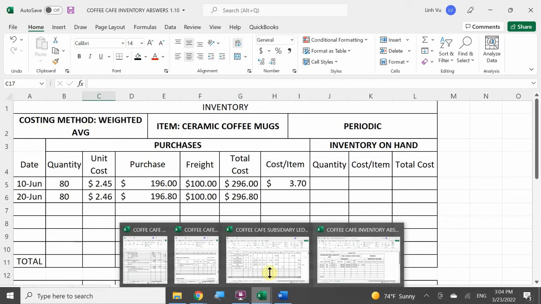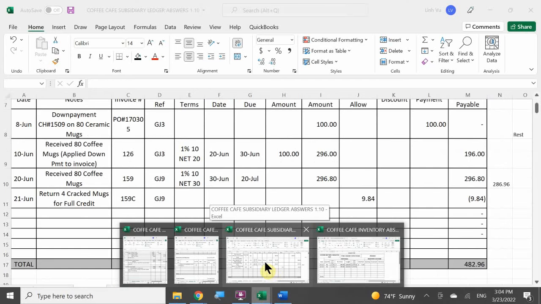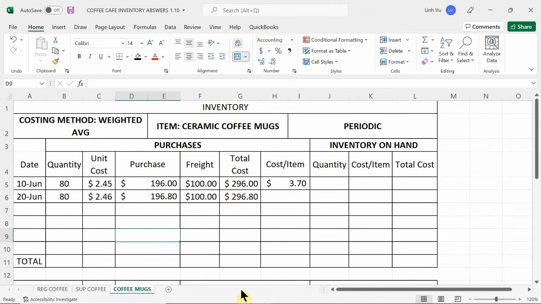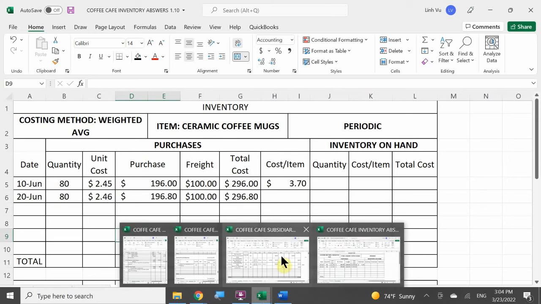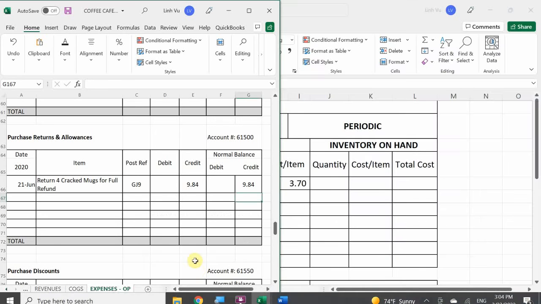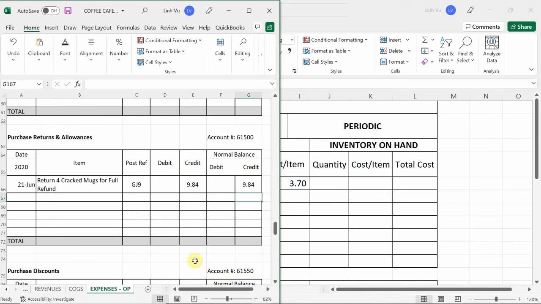Yes, I guess because I see that there's a credit in the ledger, so I just got confused. Oh, okay. Yes. In this case, because purchase returns and allowances is a contra account, we would use a credit for this. But if you're talking about the invoices and things like that, yes.